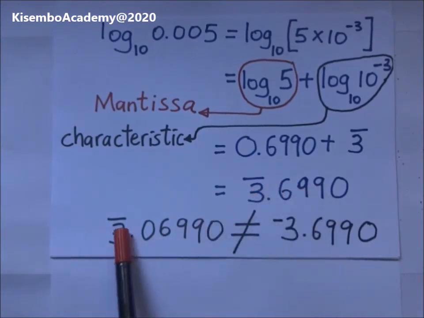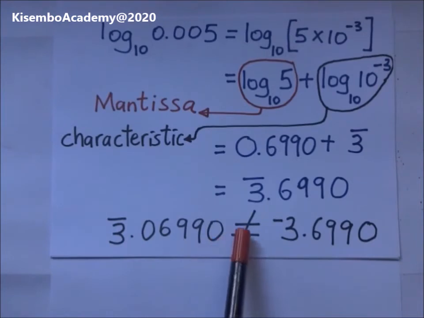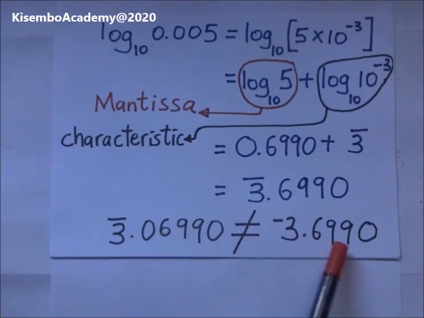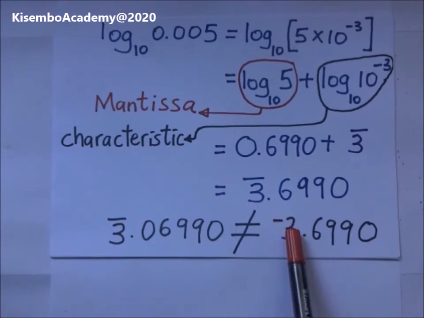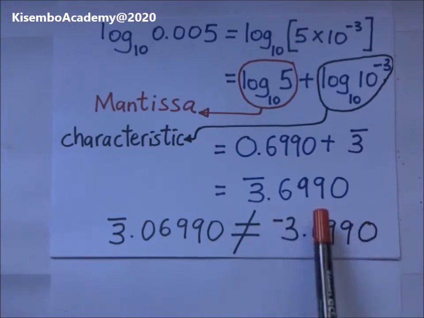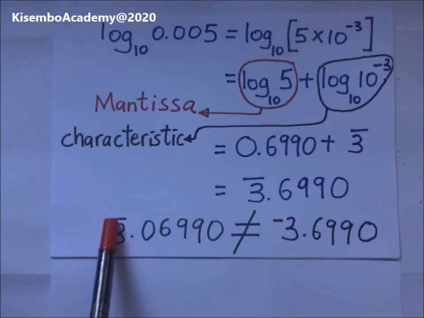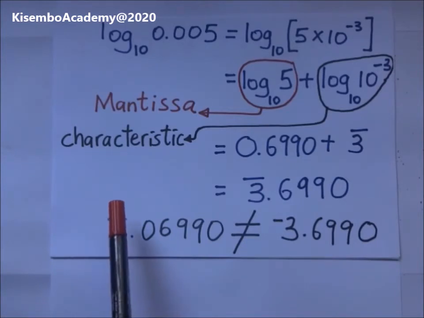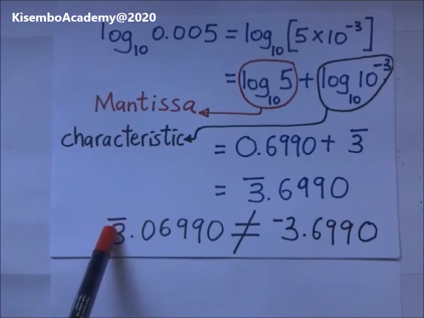So negative bar 3.0699 is not the same as negative 3.6990. These are different. This negative means that it affects the whole term, the whole number. But when we say 3 and you put the negative on top, which I'll call 3 bar, it means that this negative only affects that number 3. We'll use more illustrations to make this clearer.